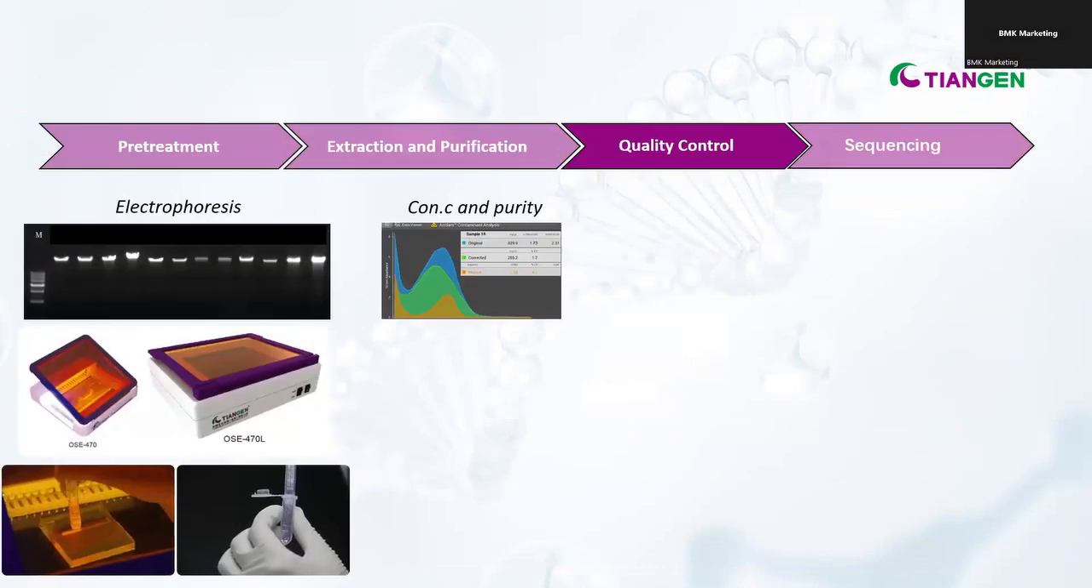After we select an appropriate method and make an excellent extraction and purification, the next step is usually quality control. The golden method to evaluate the quality of nucleic acid is electrophoresis. TIANGEN offers a device to illuminate and visualize the nucleic acid or the protein, and facilitate gel cutting.